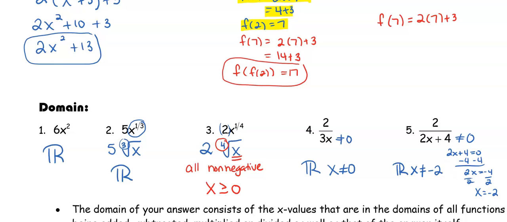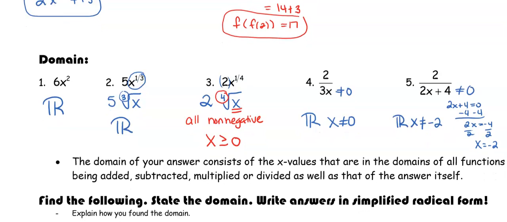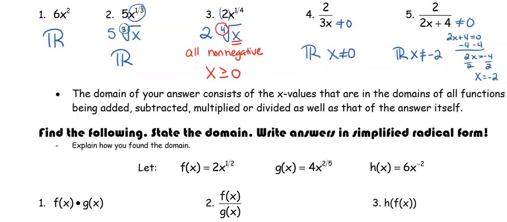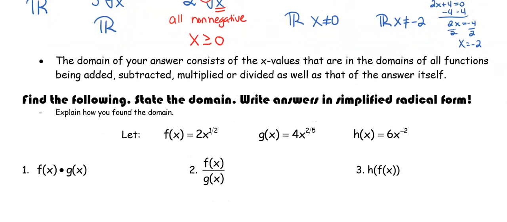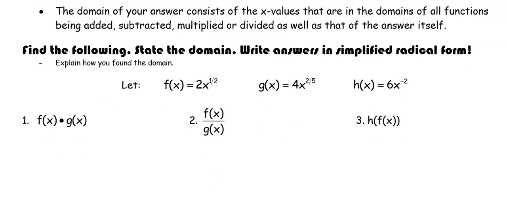So when we're doing these function operations, we have to not only answer it like we did above, but we also have to list the domain of what that answer is going to be. So the domain of your answer consists of the x values that are in the domains of all the functions being added, subtracted, multiplied, or divided, as well as the answer. So this can be the tricky part. We can't just look at what we ended up with. We have to look at the pieces that we started with as well, because if the original piece can't have that number, then it can't exist in the answer either.